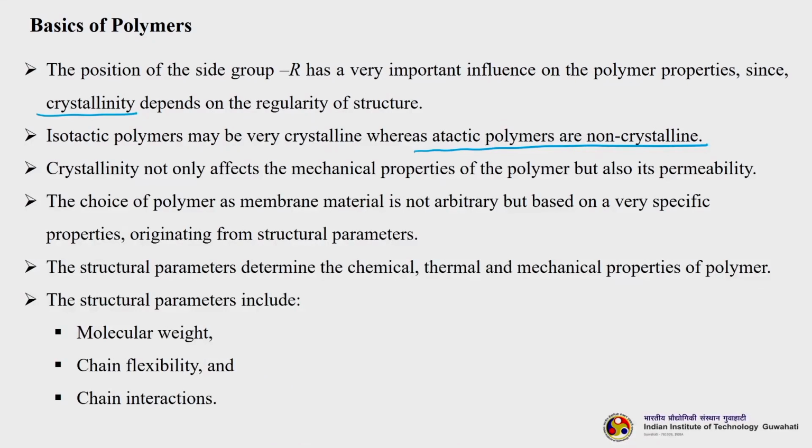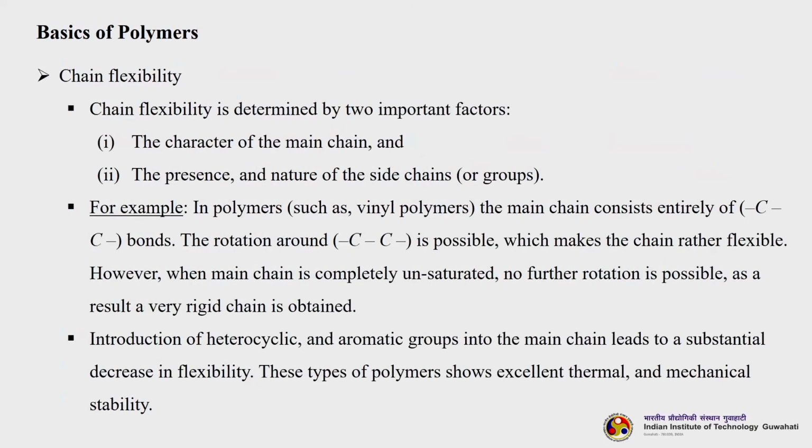So, the structural parameters determine the chemical, thermal and mechanical properties of a polymer. Structural parameters are molecular weight, chain flexibility and chain interactions, these three. Let us understand what is chain flexibility. Chain flexibility is determined by two important factors. The first one is the character of the main chain. The second one is the presence and nature of the side chains or groups. So, basically two things. The first is the first monomer, which forms the main chain, and the second is the other monomers which we are going to graft or cross-link to the main chain, which is called a side chain.